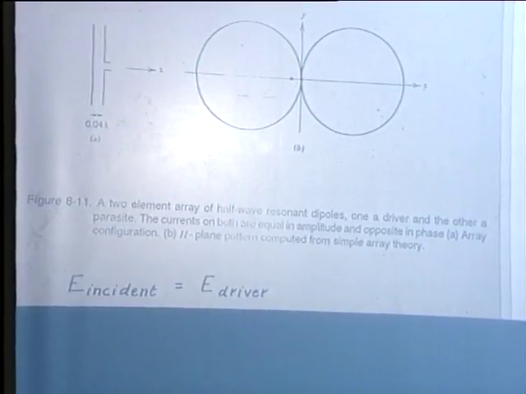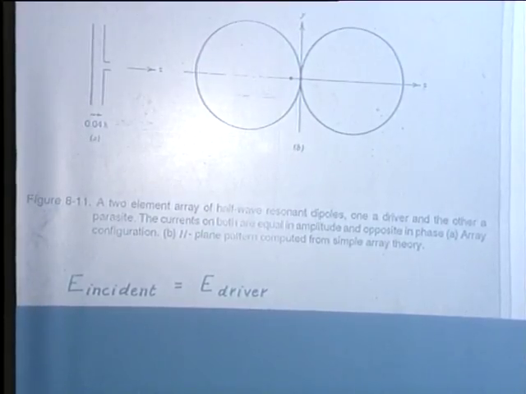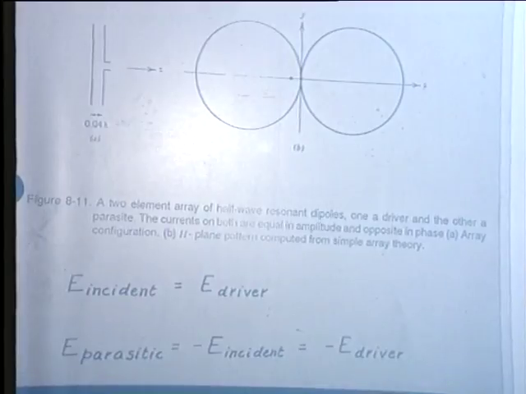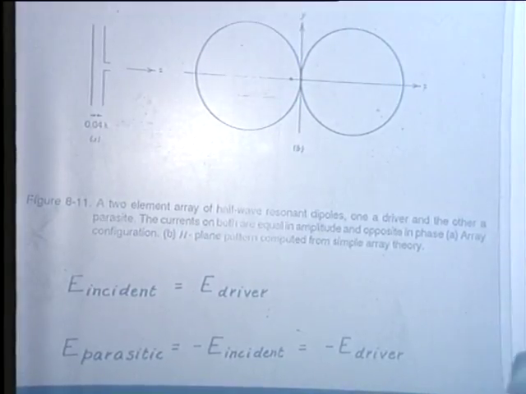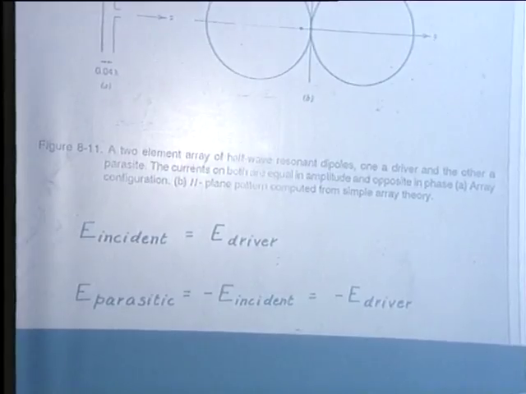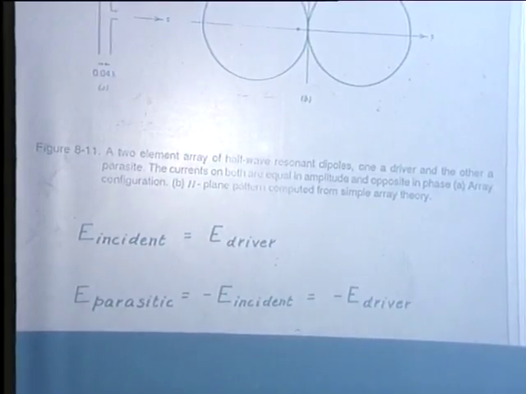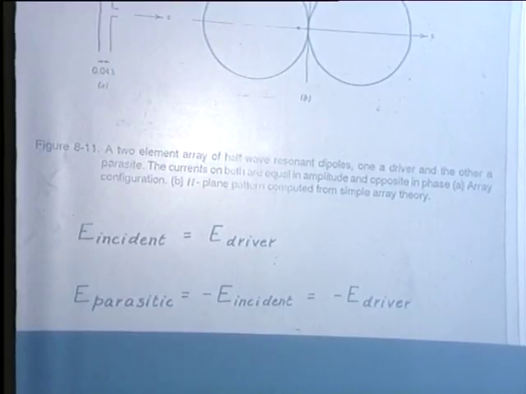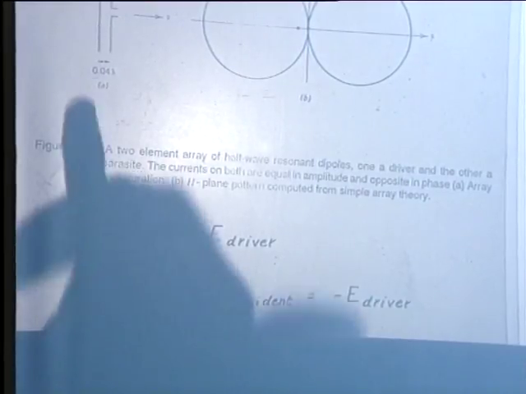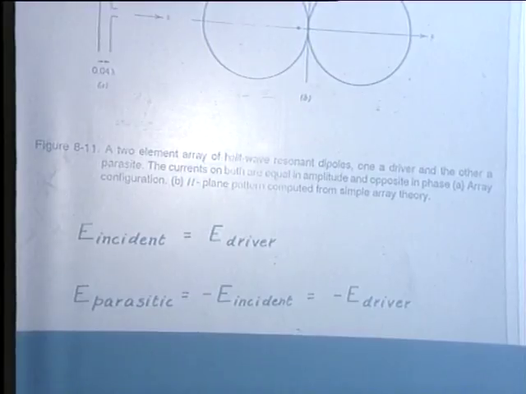If we consider that these are made of very high conductivity materials, then the tangential field over this perfect conductor should be 0, total tangential field, and therefore, there will be an electric field which will be generated by this parasitic element, which should nullify the field which is incident on it, that is, E parasitic should be equal to the negative of the incident field, which is the field due to the driver. So, the parasitic element has a field which is exactly the negative of that of the driver, the driven element.